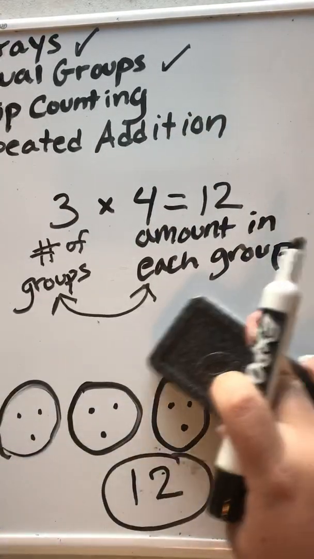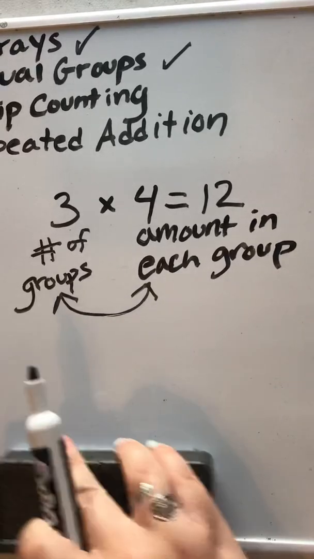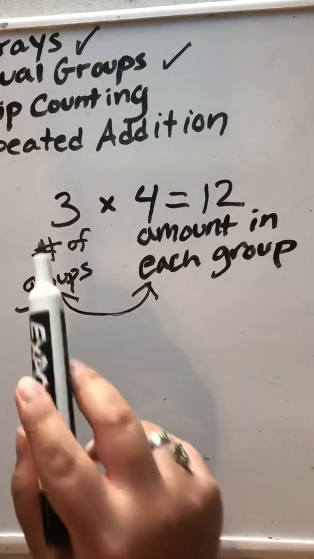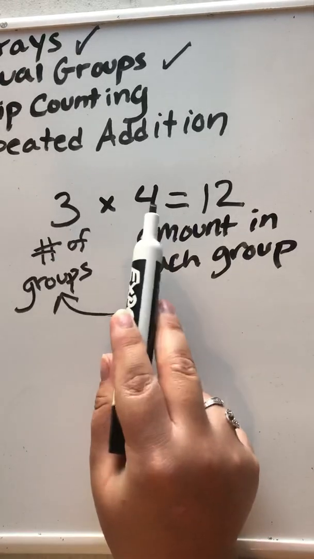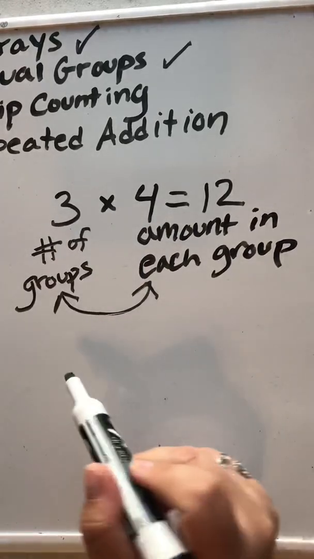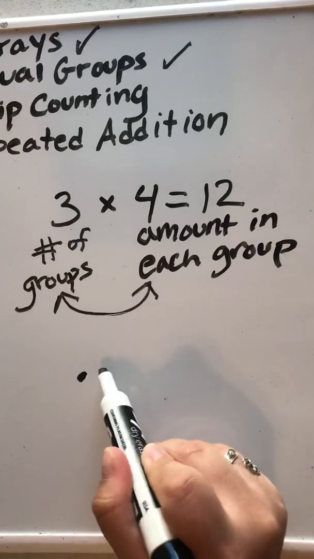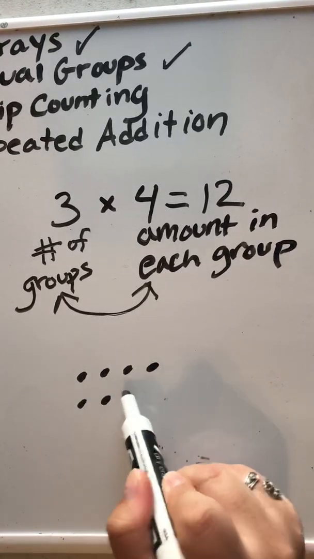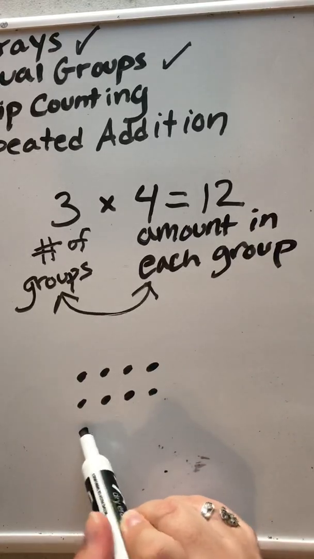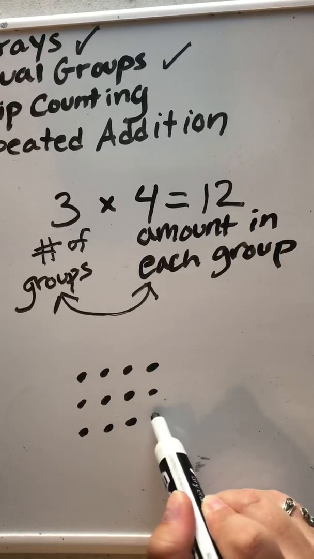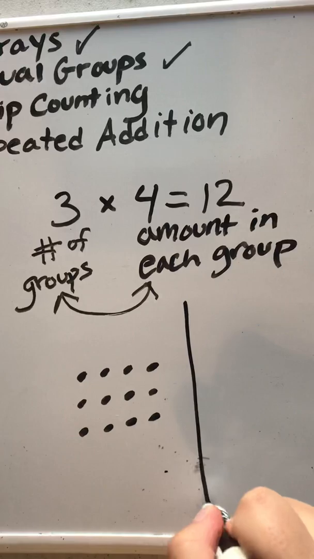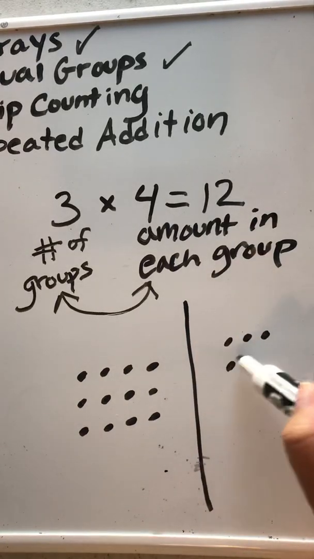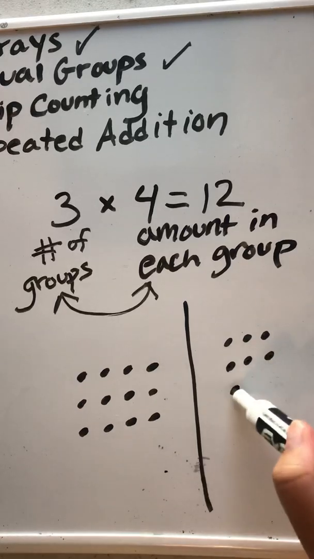Now, let's try skip counting. Now I could set this up in a few ways, and we kind of just looked at it. But if I'm doing 3 times 4, it's like I'm doing 3 groups of 4, kind of looking like our arrays earlier. Or I could say 4 groups of 3.